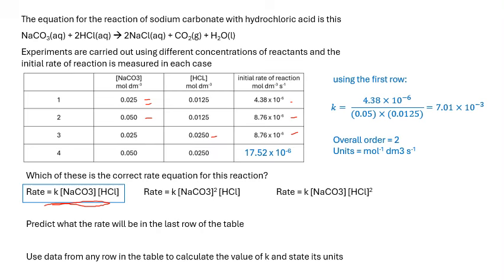Use data from any row in the table to calculate the value of K. I've used the first row of the table, and now that I've got my rate equation, I can just work out the value of K. It's the rate, which is in the table, divided by the concentration of sodium carbonate times the concentration of hydrochloric acid. So my rate constant is 7.01 times 10 to the minus 3. What are the units of that? I'm not going to go through all the cancelling business. I just remember that if its overall order is 2, then the units of K are moles to the minus 1, decimeters cubed, seconds to the minus 1.